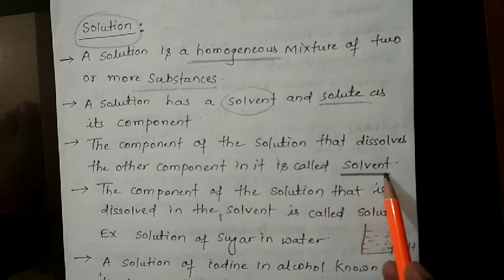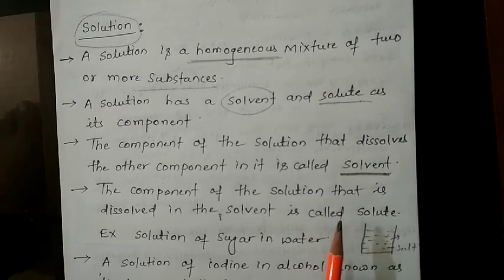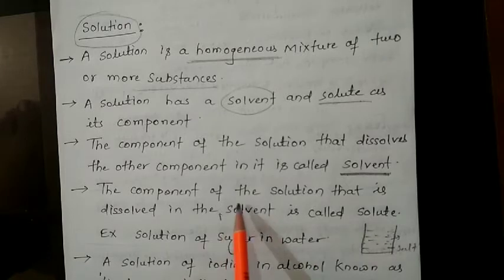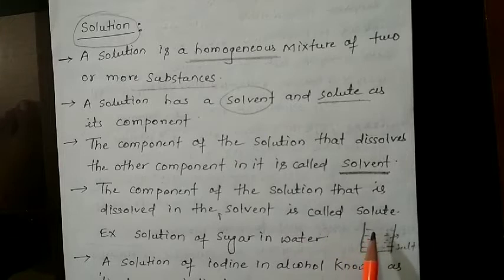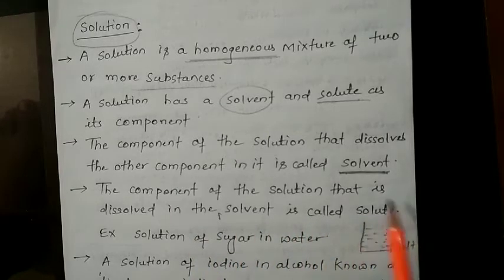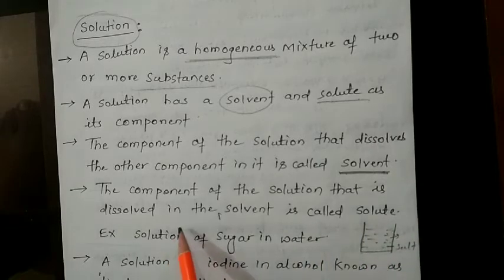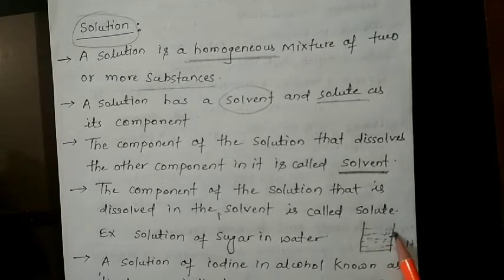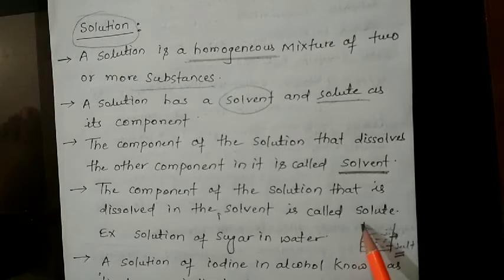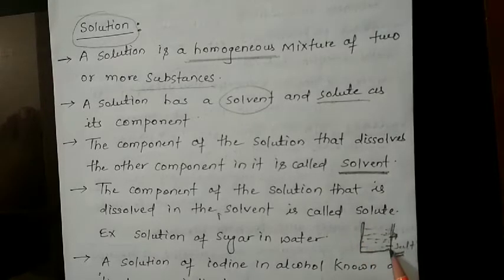So you have to be always careful. You have to always remember that the solvent is always present in a large amount while the solute is present in a smaller amount. The component of the solution that is dissolved in the solvent is called the solute. So we have dissolved this salt in the water. That salt is nothing but a solute and this water is nothing but a solvent.